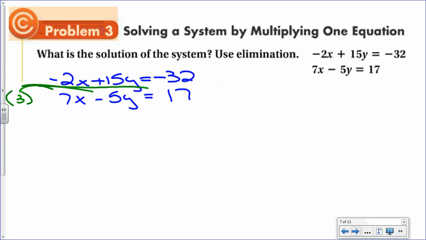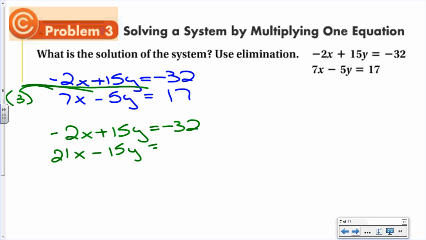here's what you'd get. The top equation would stay the same, minus 2x plus 15y equals negative 32. But the bottom equation would turn to this. 3 times 7 gives you 21x. 3 times negative 5 is negative 15y. 3 times 17 is 51. Check out the y's now. I have a positive 15y on the top and a negative 15y on the bottom. If you add them together, you'd get 0, therefore they'd eliminate.